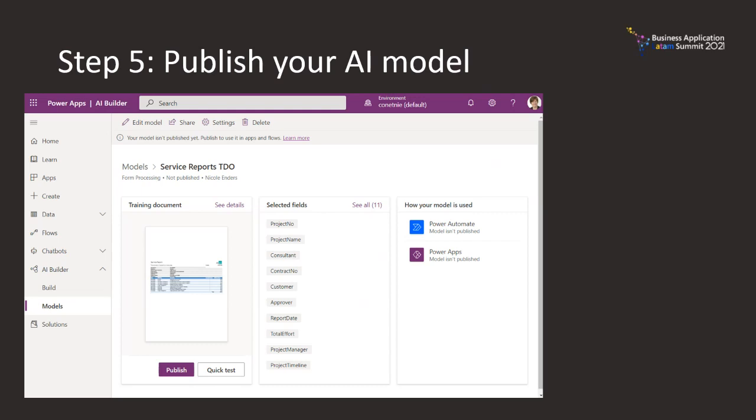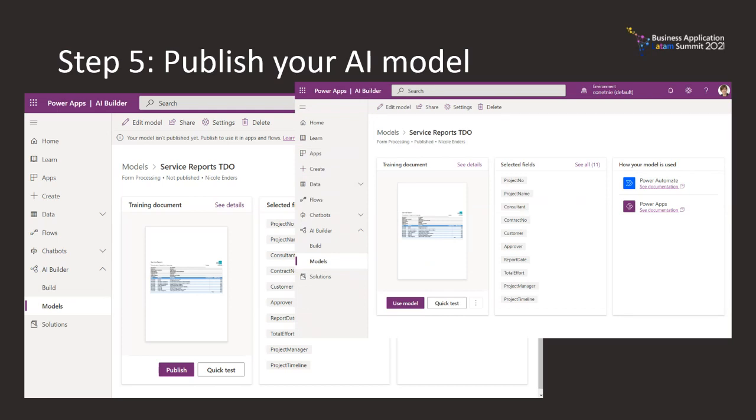And if you click on publish, it takes a few seconds, and then you see it a little bit different. So you have a use model button. And now you could start creating your first Power App or your first flow in Power Automate.